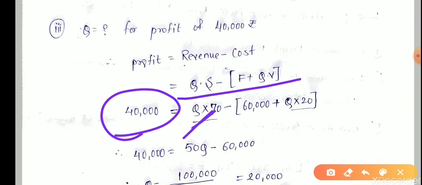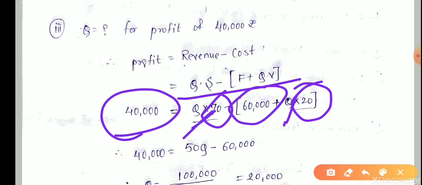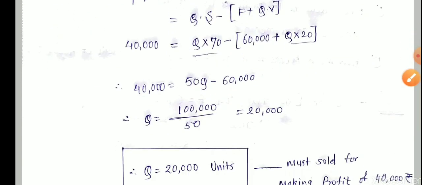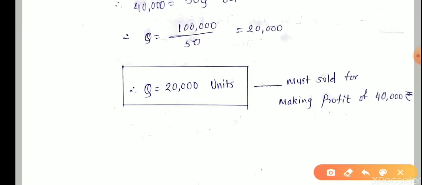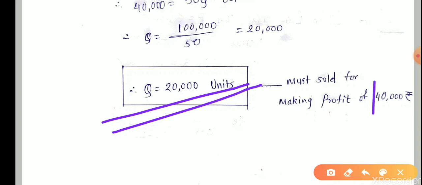Profit is given, and Q is what we have to calculate. S is given as 70, V is given as 20, and F is given as 60,000. Now after solving this, we get Q equal to 20,000 units. So after selling 20,000 units, we have a pure profit of 40,000 rupees.